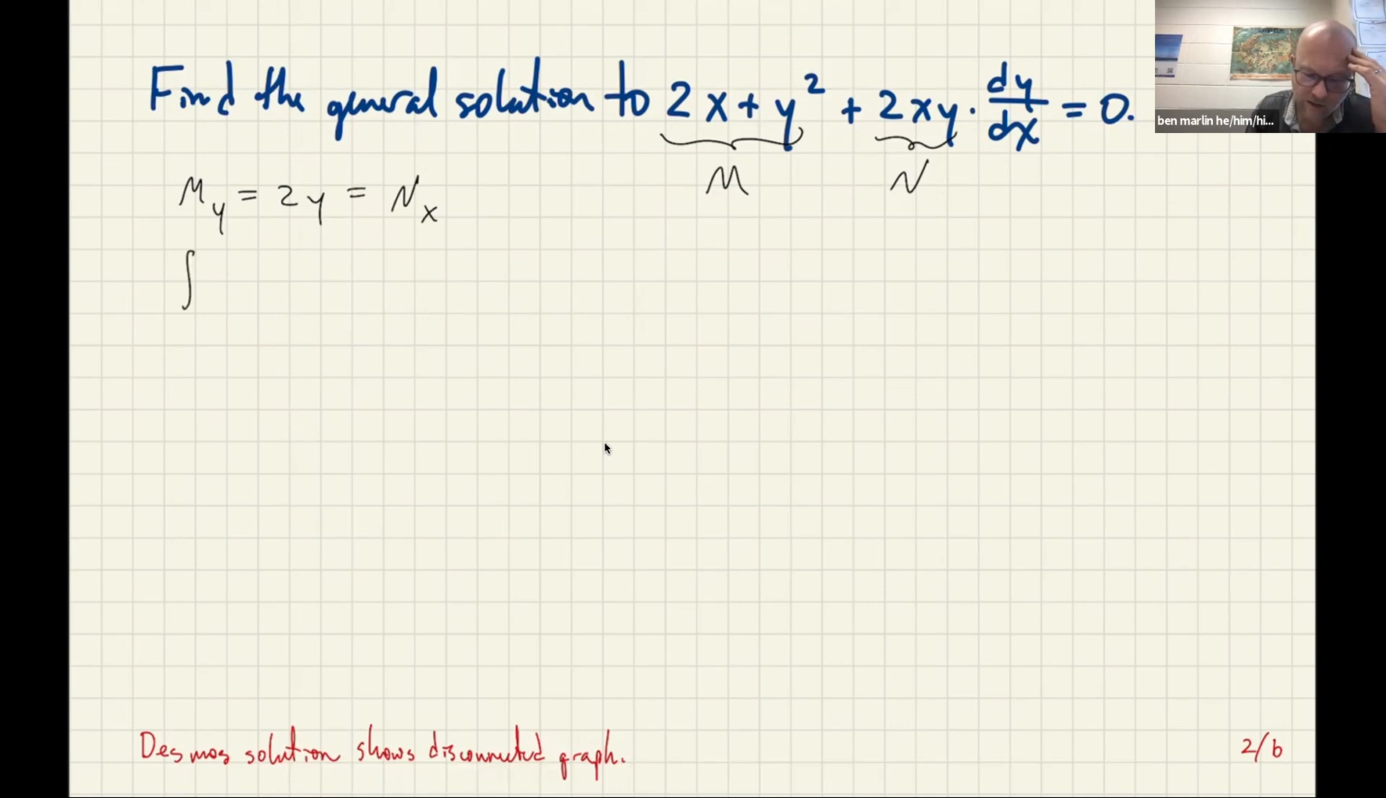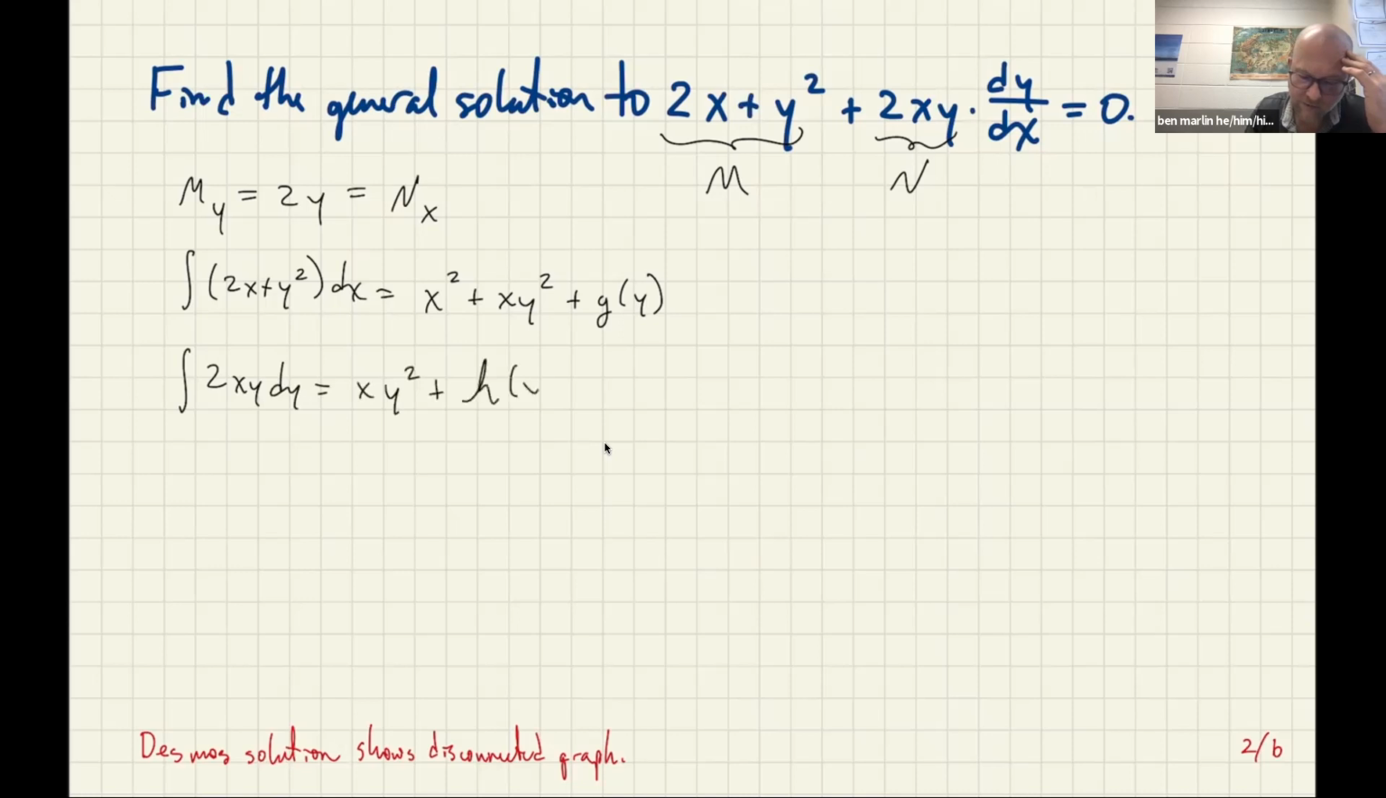So you'll take the 2x plus y squared dx and get x squared plus xy squared plus some function of y. Then we'll do the other way, the 2xy dy, and that will get you xy squared plus some function of x, keeping in mind that so far as x is concerned, y is a constant and vice versa. So the g and the h are really just replacing the constants that you'd normally have.